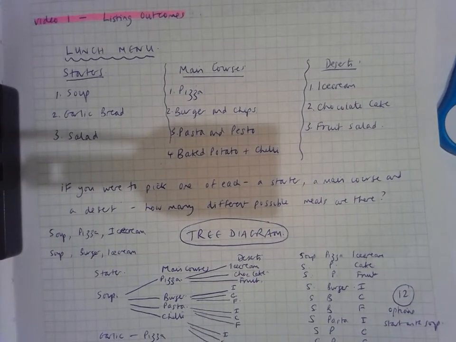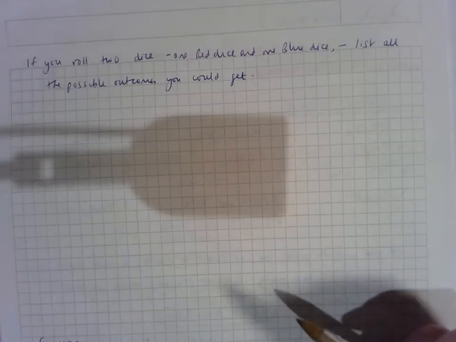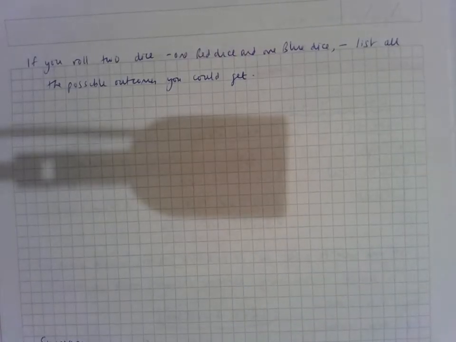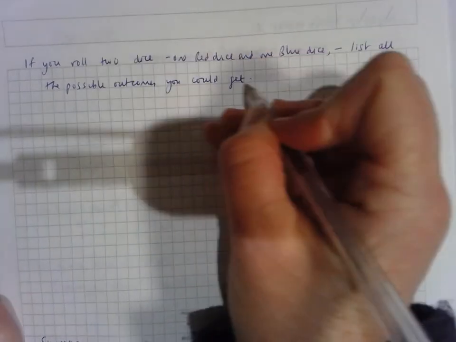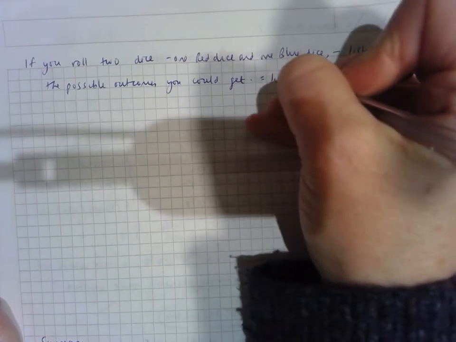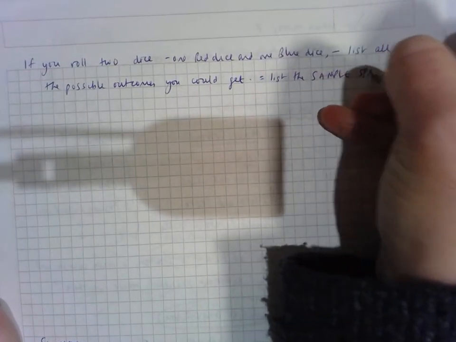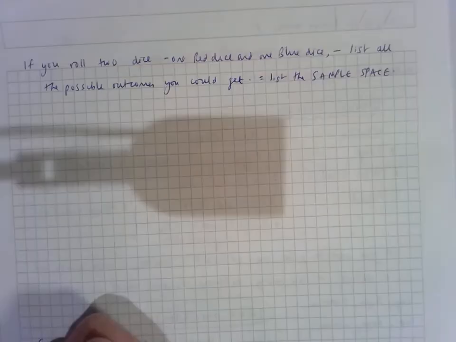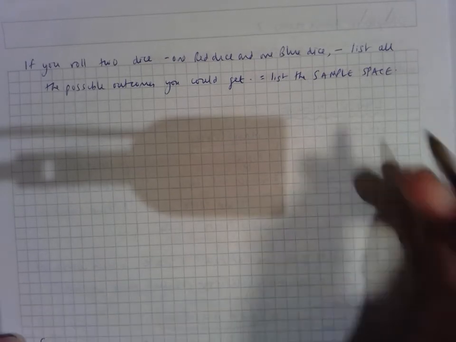Okay, let's just turn over the page. So here's our third experiment. If you roll 2 dice, 1 red dice and 1 blue dice, list all the possible outcomes you could get. Listing all the possible outcomes you get is called listing the sample space. So we've had outcomes, we've had experiment, we've had trials, we've had tree diagrams, and we've had two-way tables. I'm going to use a two-way table for this.